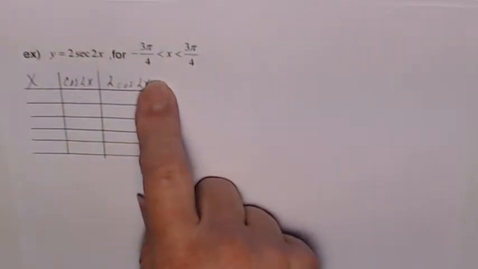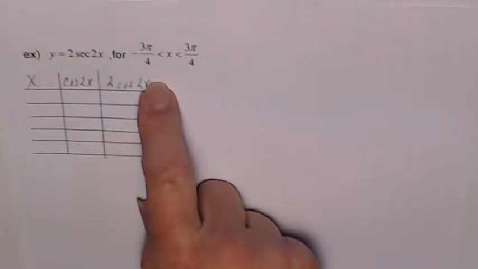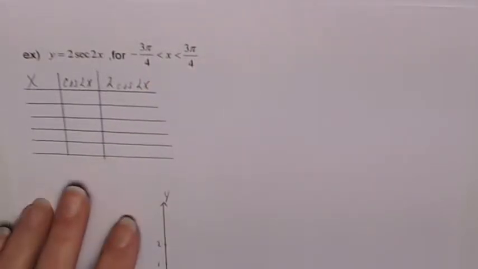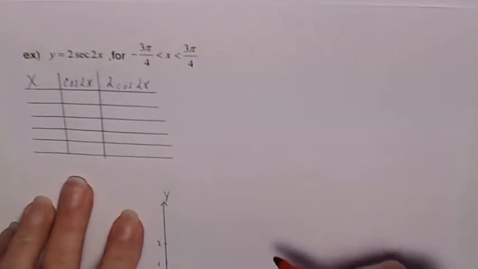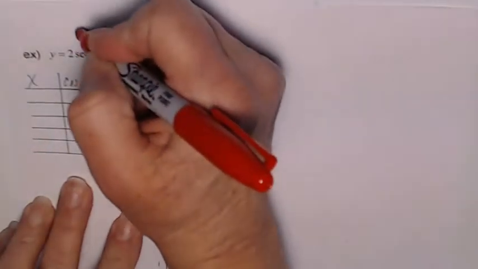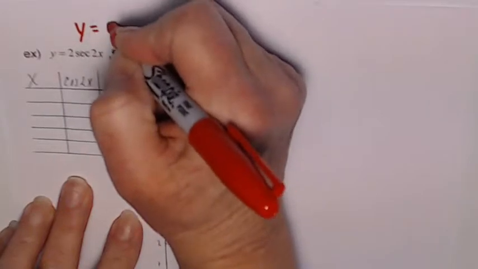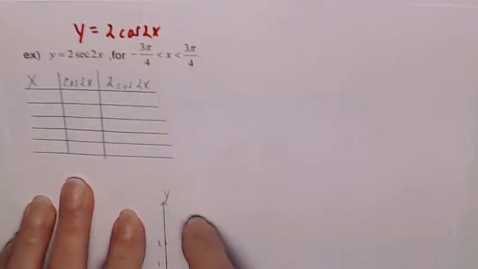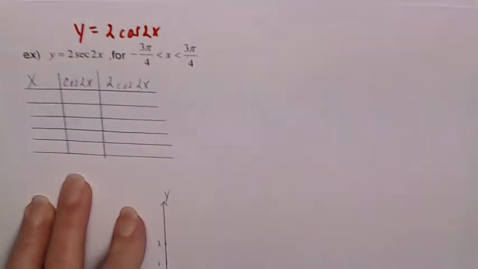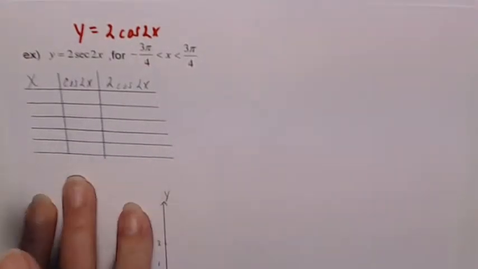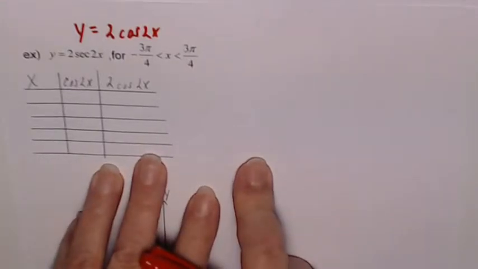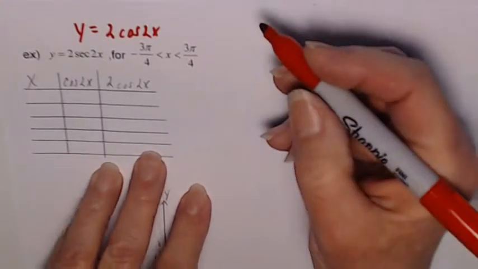So in order to graph this, we need to graph its partner function, which we know the reciprocal partner function for secant is cosine. So we are going to look to graph y is equal to 2 cosine of 2x, and then from there we'll go on to graph secant 2x. So let's identify some information here.